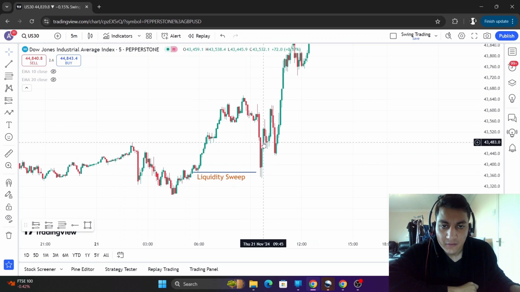Because we're bearish, this is the last down-close candle before the up move, which is your order block. As soon as this body closes above that candle, that right there makes it an order block, right? As soon as the body closes above it, that makes it an order block.